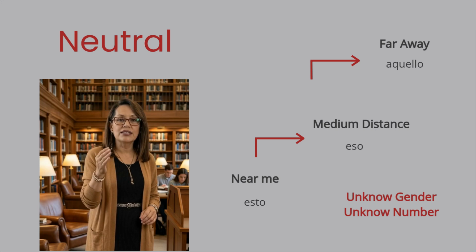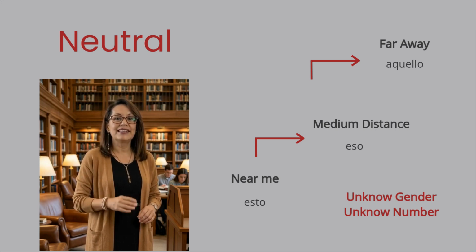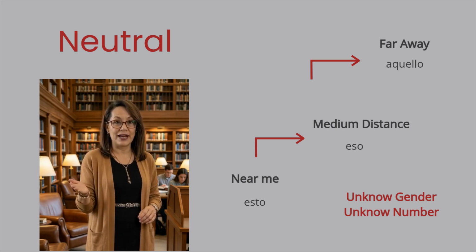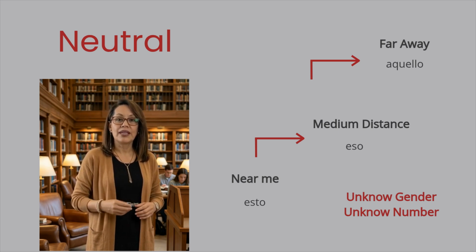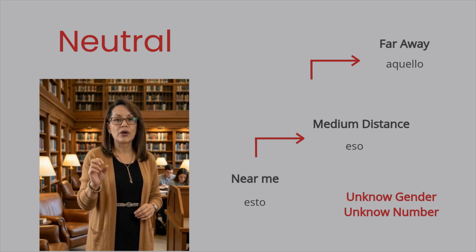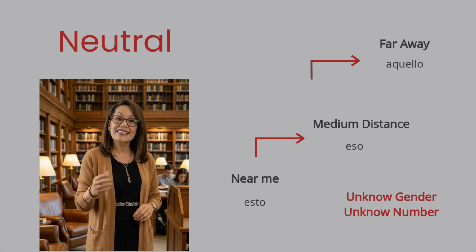Spanish also has neutral demonstratives. These do not refer to a specific noun. Instead, they refer to an idea, a situation, a statement, or something whose identity is unknown. The neutral forms are esto, eso, and aquello. For example, if I see an object and I don't know what it is, I can ask, ¿qué es esto?